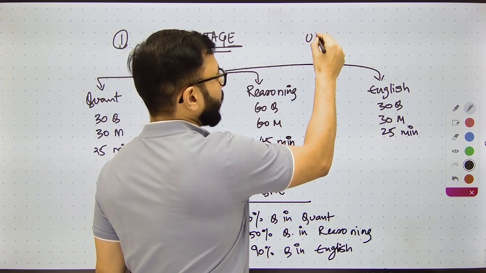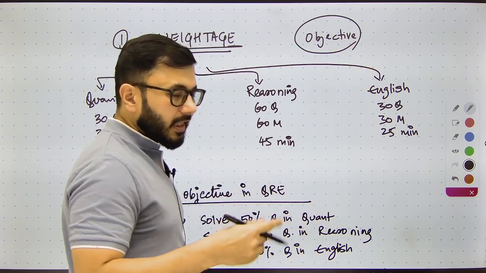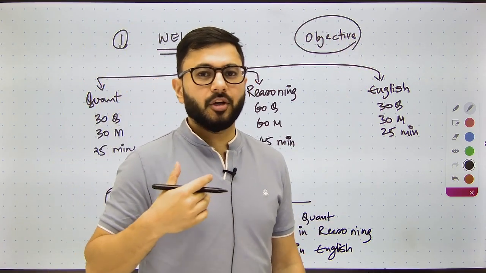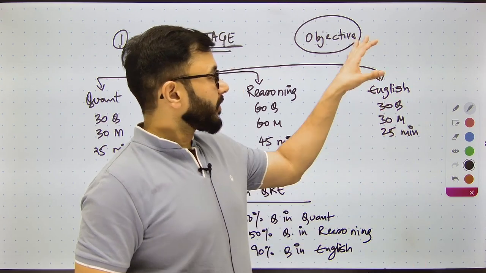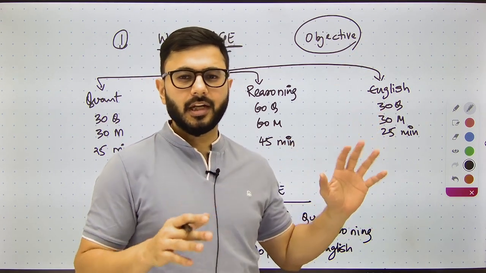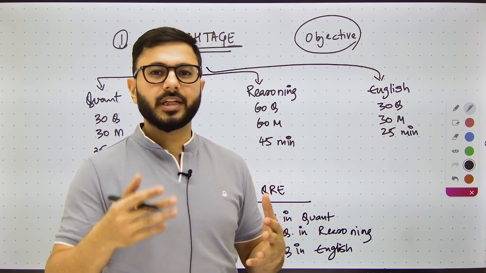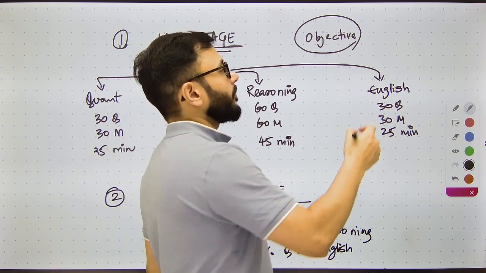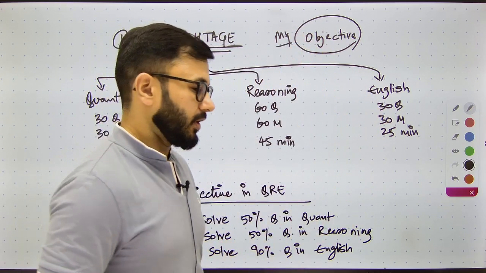Secondly, I am going to talk about the objective of studying quant, reasoning and English. What are my objectives while studying quant, reasoning and English? We have to put it down very succinctly, very clearly, and I have already done that. I will be discussing that with you also. What is the objective of you as an aspirant, as a student?